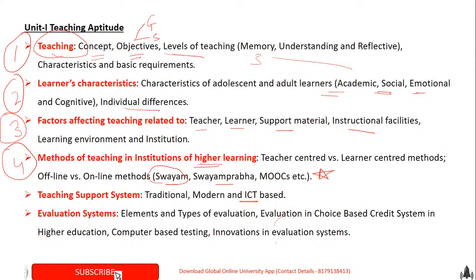And the new topic which they have added with this updated syllabus is the evaluation system, where they talk about elements and types of evaluation, that is basically the CBCS system, that is choice based credit system in higher education. Computer based testing, innovations in evaluation system. So here, there are basically 6 subtopics, out of which 5 questions you are going to get.